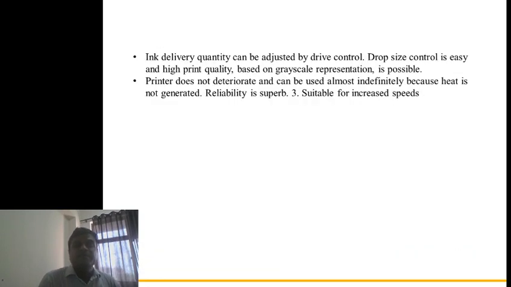The ink delivery quantity can be adjusted by a drive control. Drop size control is easy, and there is high print quality based on grayscale representation. The printer does not deteriorate and can be used almost indefinitely because heat is not generated. Reliability is very high, suitable for increased speed. So here they compare both systems.